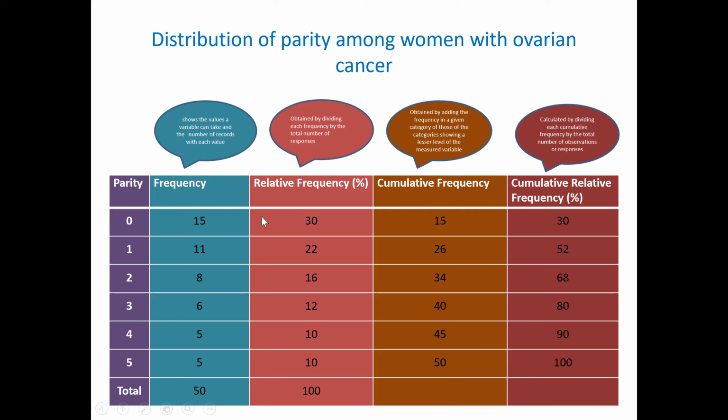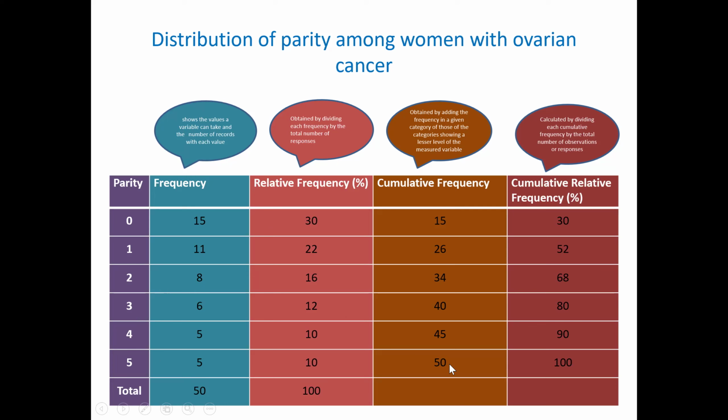Then the next one, para 2, there are 8. You add the 8 to 26, it gives you 34. Para 3, there are 6. You add the 6 to 34, it gives you 40. Para 4, there are 5. You add the 5 to 40, it gives you 45. Para 5 is 5. You add the 5 to 45, it gives you 50. If you remember, the total for this is 50.